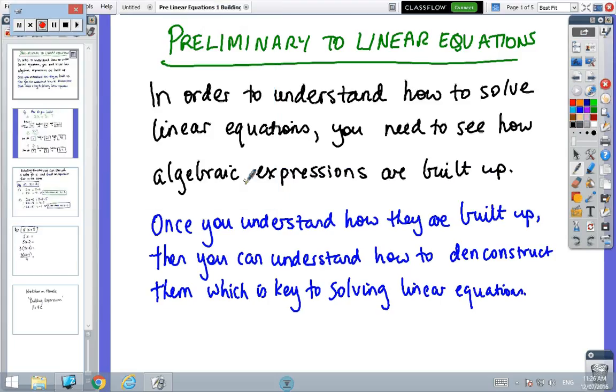Okay, so we're looking at a preliminary video on building expressions, and we need to do this so that you can understand how to solve linear equations. In order to understand that, we need to see how algebraic expressions are built up, and once you understand how they're built up, then you can understand how to build them down or deconstruct them. You don't need to write any of that down, but that's what we're trying to do in this exercise.